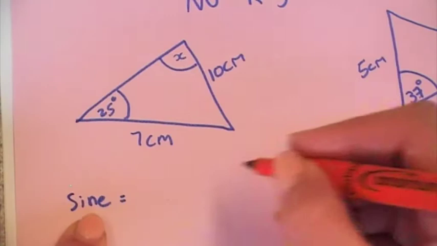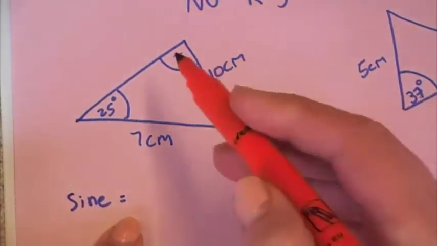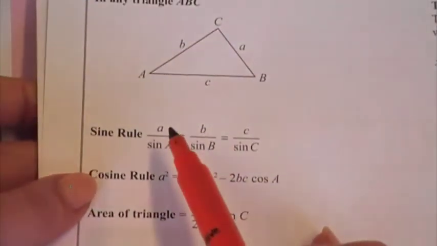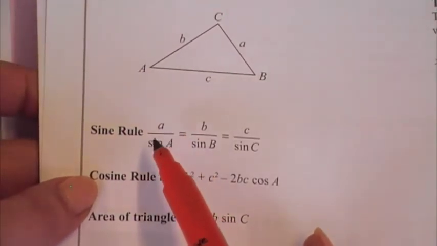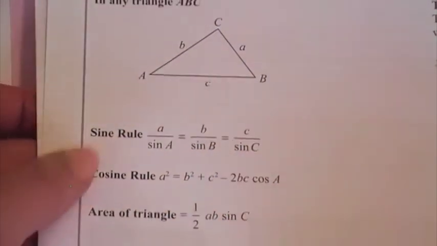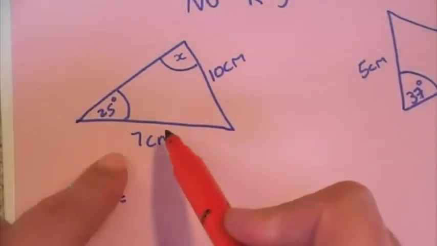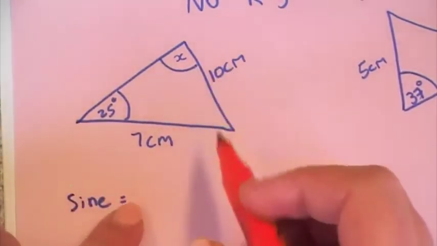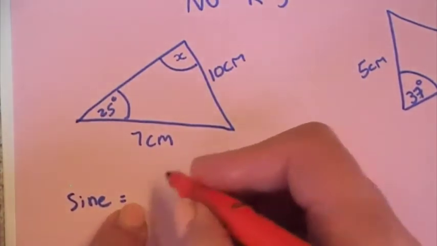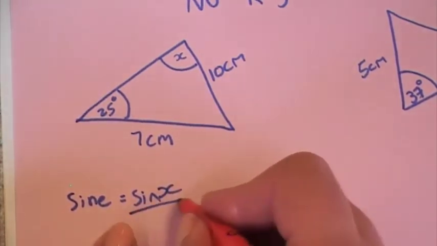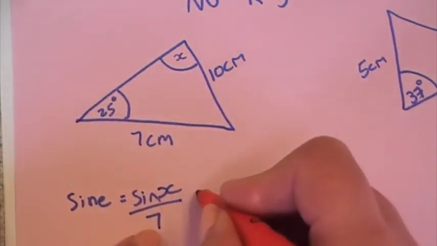And don't get bogged down, like I said earlier, in what's A, what's B, what's C. I'm not even going to label these up as A, B and C. I'm just going to take the rule as it is. And it says that the length of a, when divided by the sine of angle A, is equal to the length of another side divided by the sine of its opposite angle. So I'm going to start with 7 and with x.